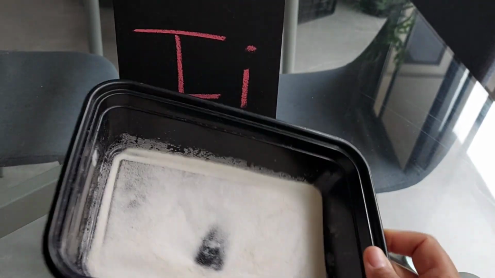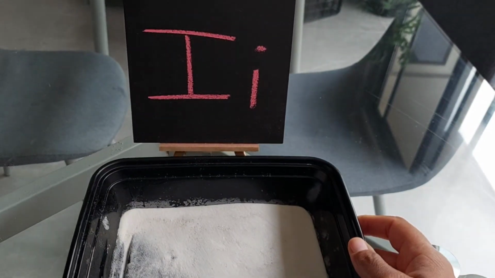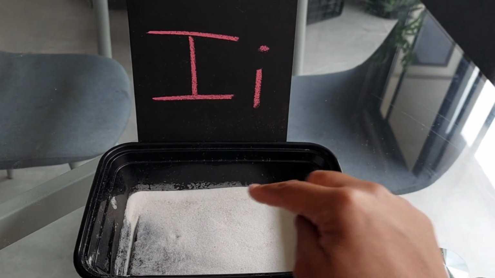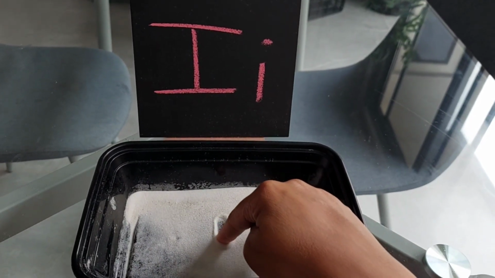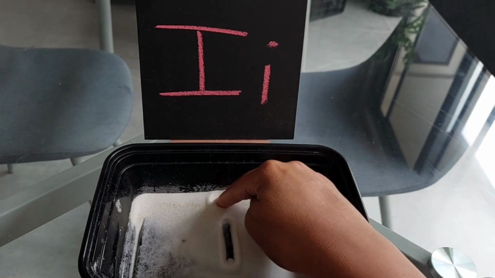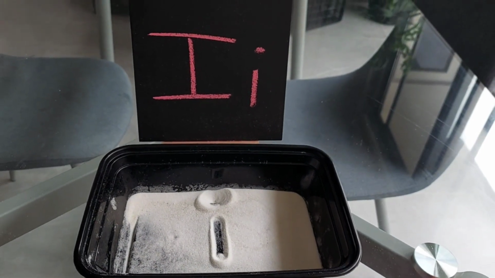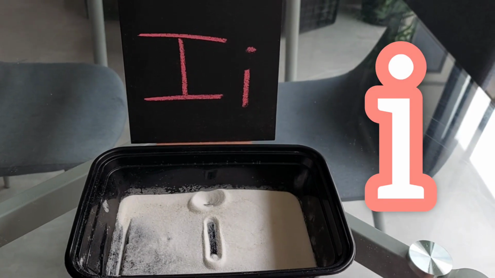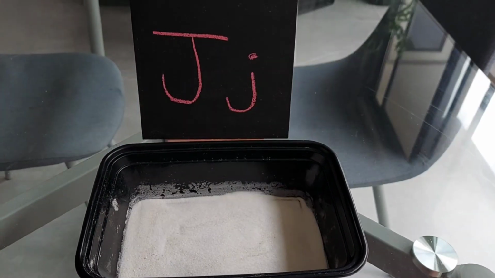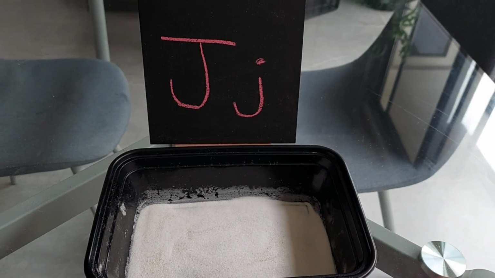Now, let's shake that out and let's write a lowercase I. And to do that, we are going to start at the top and make a straight line down. And then we make a little dot at the top. And that's a lowercase I. You guys are doing fantastic. Now let's learn how to write the letter J.